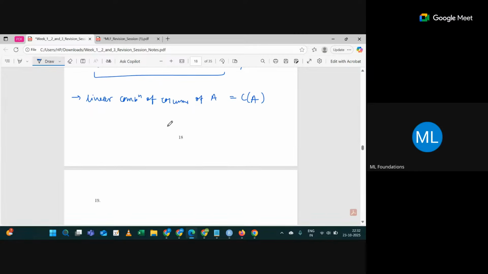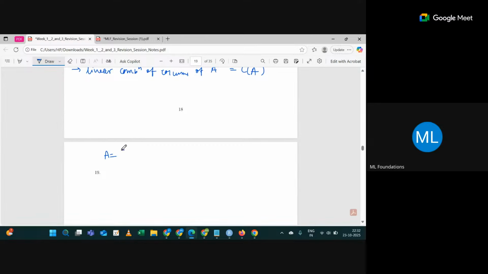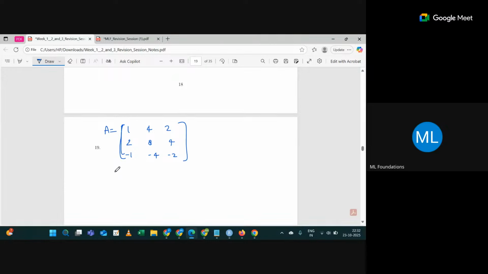Suppose, for example, I have matrix A, and matrix A is, let's say, 1, 4, 2 and 2, 8, 4, and then -1, let's say -4 and -2. Just suppose this. And what is the column space of A? For the column space of A, you have to see all the linear combinations of the columns of A: 1, 2, -1 and 4, 8, -4 and 2, 4, -2. But before that, we need to apply something called row reduced echelon form, RREF.